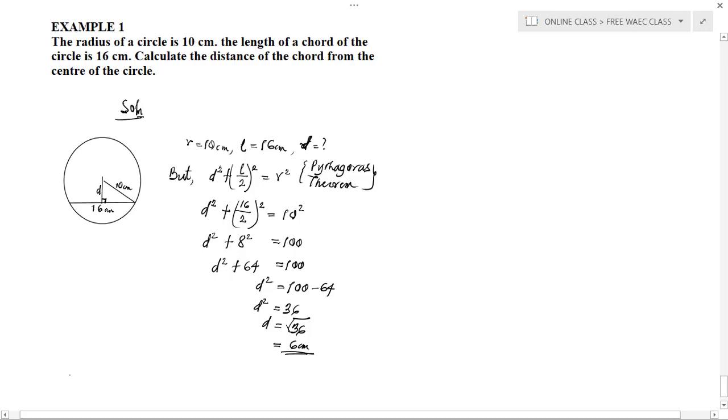Finally, you say that therefore the distance of the chord from the center of the circle is 6 centimeters. That's all about that.